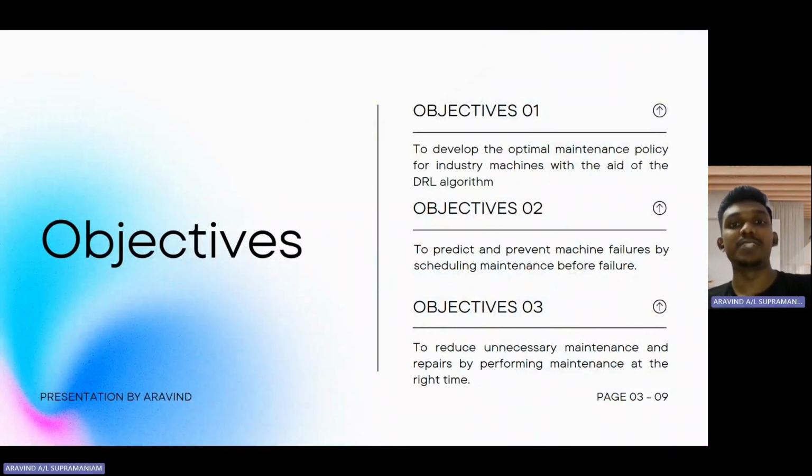So the objectives of this project are, first, to develop the optimal maintenance policy for industry machines with the aid of a deep reinforcement learning algorithm. Second is to predict and prevent machine failures by scheduling maintenance before the failure. Third is to reduce unnecessary maintenance and repairs by performing maintenance at the right time.